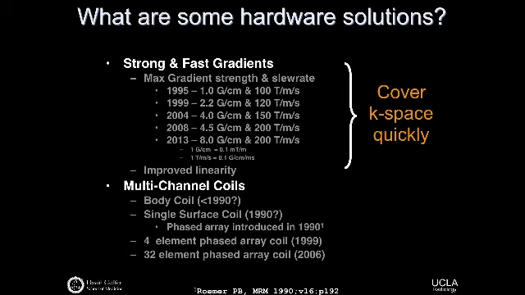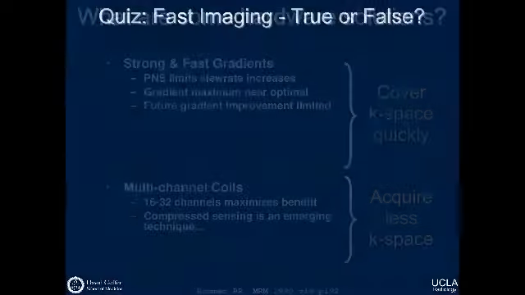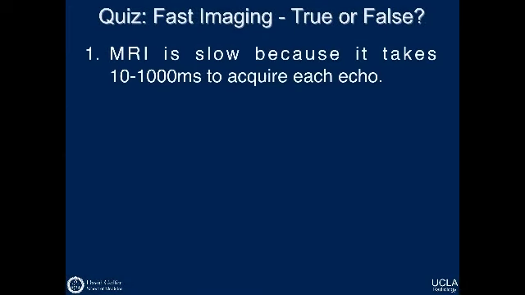Well, they help us cover K-space more quickly. If we can move through K-space more quickly, we can get our echoes more quickly, we can fill K-space more quickly and finish the exam. What's not obvious is having multi-channel coils helps us in ways to acquire less of K-space. There's some cheats that we can use if we have lots of channels. And so if we can cover K-space quickly and we can acquire less of it, it stands to reason that our exam times or acquisition times can be faster. Okay, so fast imaging. MRI is slow because it takes 10 to 1,000 milliseconds to acquire each echo.